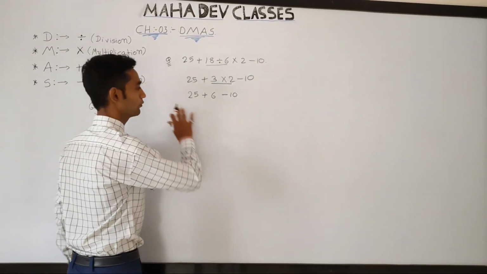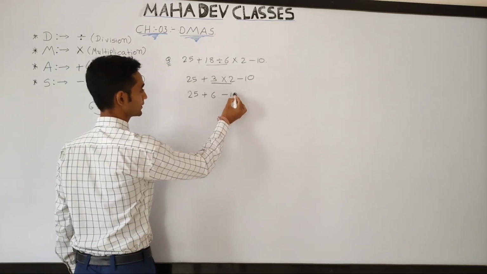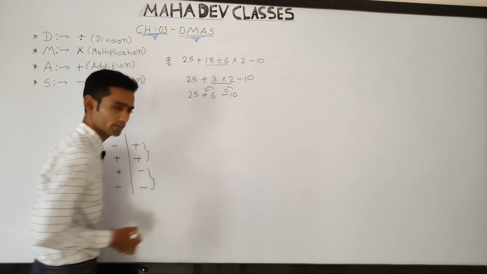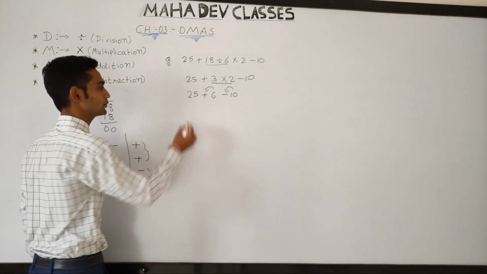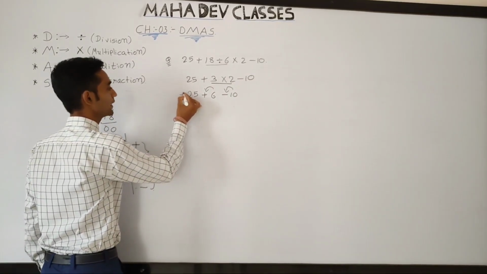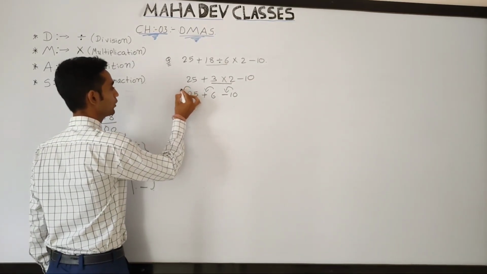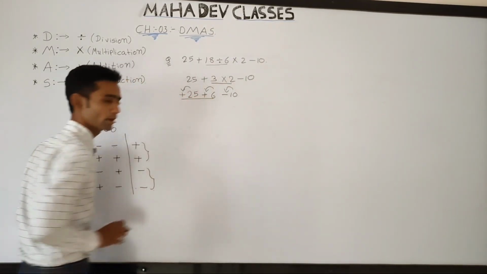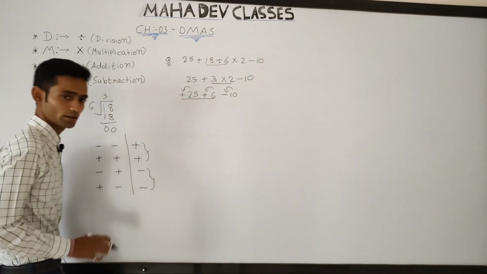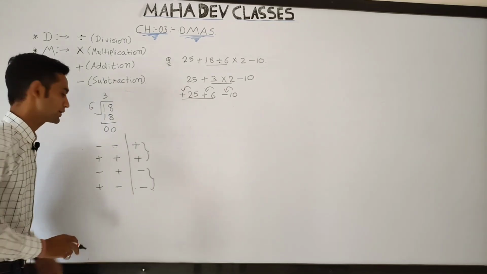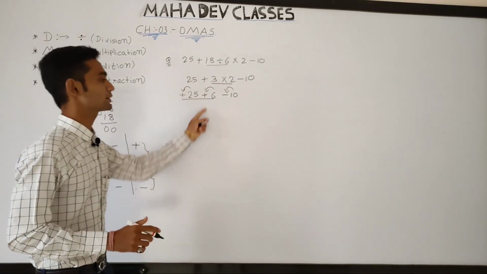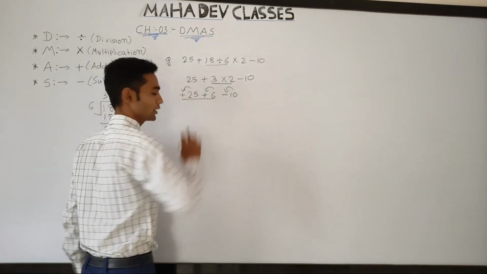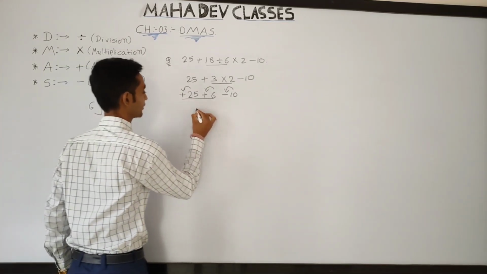Now focus on our question. You can see that this 10 is minus, this 6 is plus, and there is no sign on the left side of this 25. It means it is a plus sign. So now you can see all the signs here. Now we will start with 25 and 6. Plus plus, you can see that it is an equal symbol, so you have to do the process of addition. 25 plus 6 you will get 31.